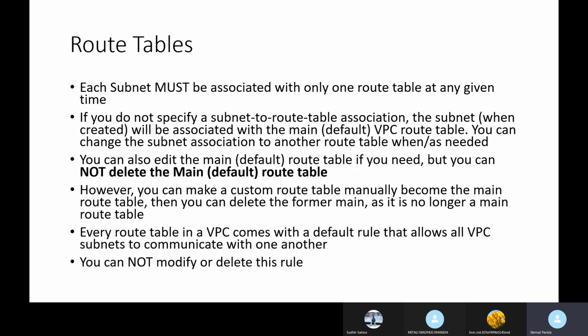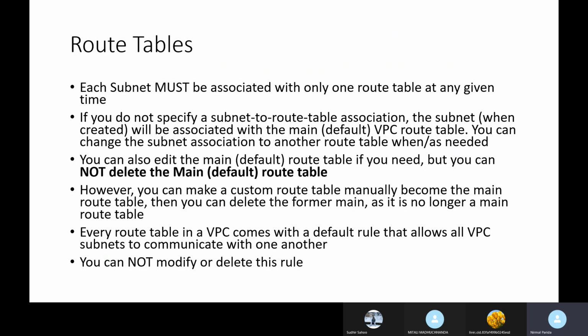Or you can also change. Suppose you want to delete the default route table, you have to create another route table and make the second route table the default. You can also edit the main route table if you need to, but you cannot delete the main default route table. So your default route table will not be deleted. However, you can make a custom route table manually and make it the main route table. Then you can delete the former main, as it is no longer a main route table. So at any point of time there should be one route table, and that route table should be a default one.